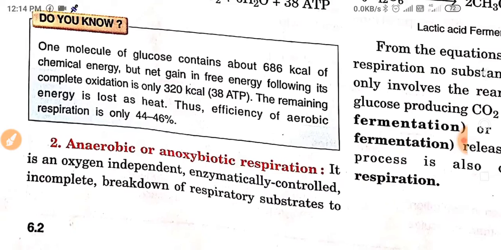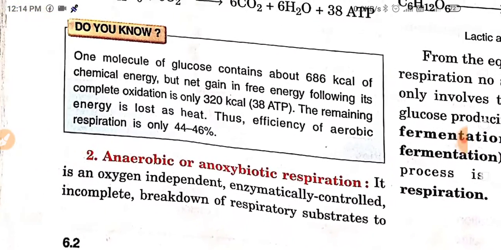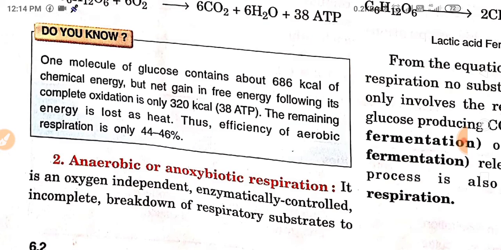So you know that one molecule of glucose contains about 686 kilocalories of chemical energy, but net gain in free energy following its complete oxidation is only 320 kilocalories. It means only 38 ATP. Okay, the remaining energy is lost as heat. This is the second law of thermodynamics. Thus, efficiency of aerobic respiration is only 44 to 46%.